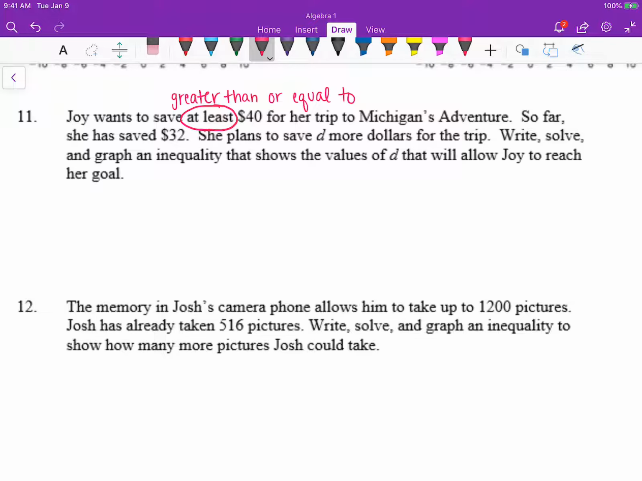So far, she has saved $32. She plans to save D more dollars for the trip. We are going to be writing, solving, and then graphing the inequality that shows the values of D that will allow her to reach her goal.